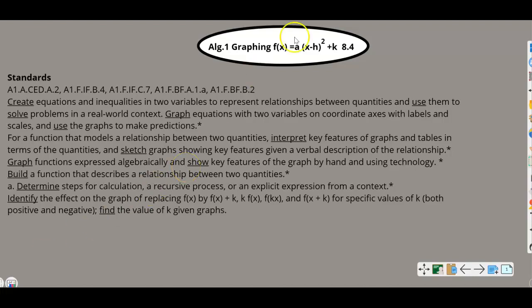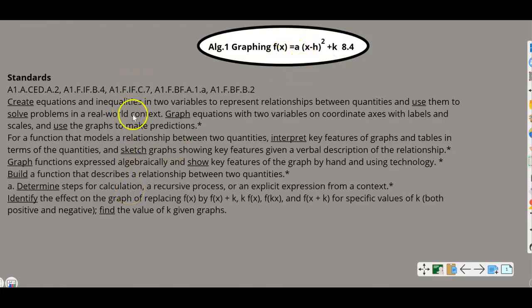Graphing f of x equals a times the quantity of x minus h squared plus k. So this is known as vertex form. This is a quadratic function because it's a degree of 2, but this is in vertex form. So you're going to learn that h and k will be your vertex. So let's look and see what we have.